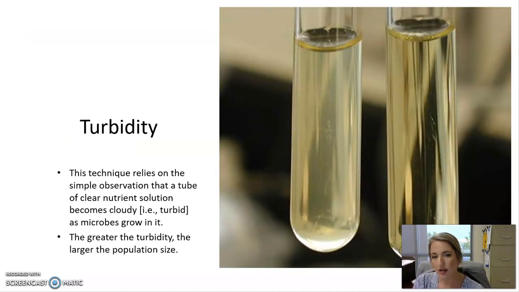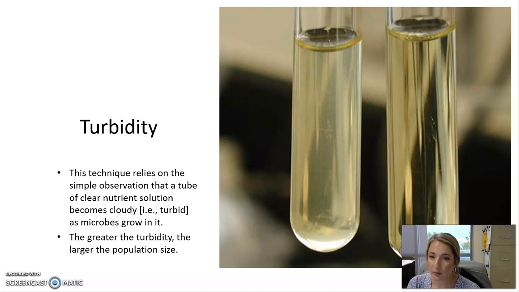And the last thing we'll talk about is turbidity. When we put bacteria in a Petri dish, we can obviously see them growing on top of the solid surface as a colony, but when you put them in a liquid, you don't see colonies. Instead, you see cloudiness, or what we call turbidity.